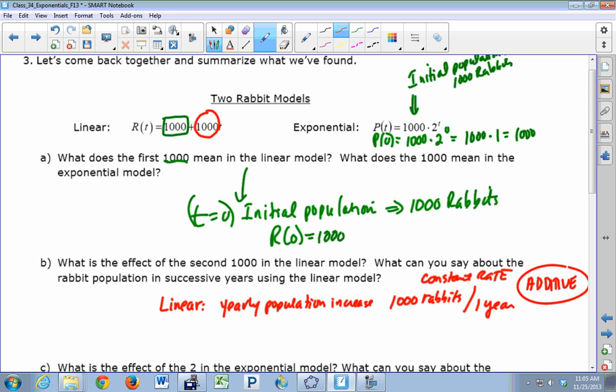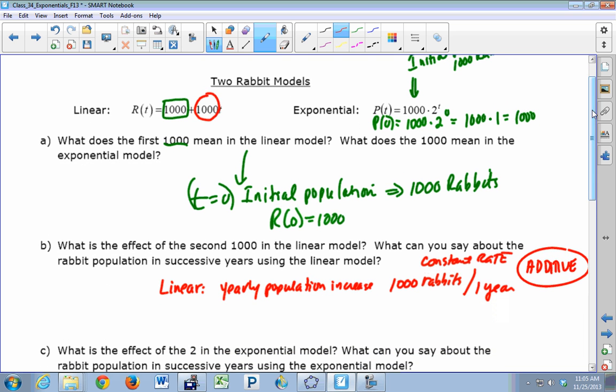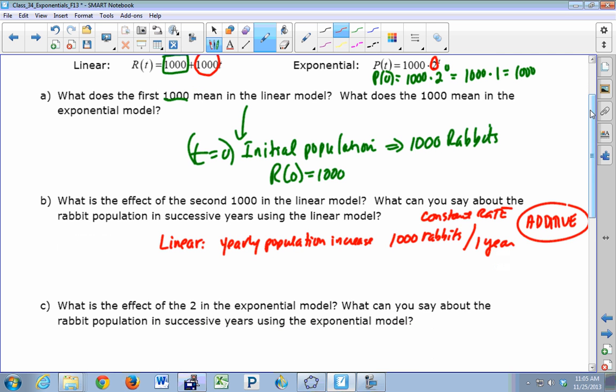Okay, what about the rabbit population? Oh, we already talked about that. Okay, second one. What's the effect of the 2 right here in our exponential model? What does that 2 do as we increase from 1 year to the next?